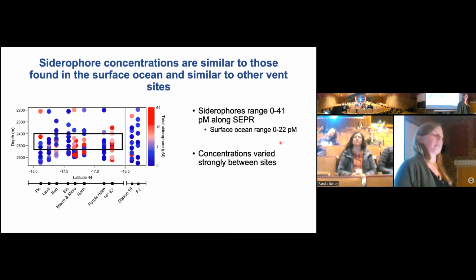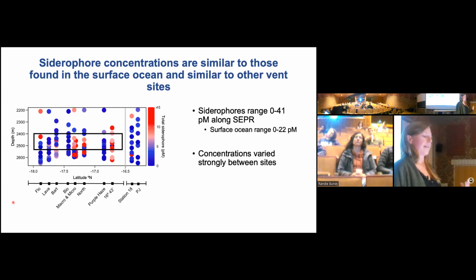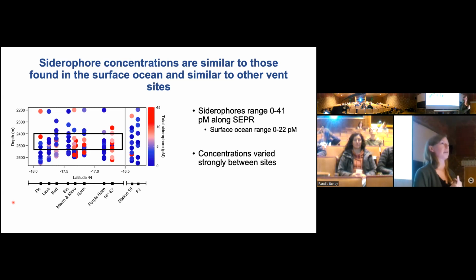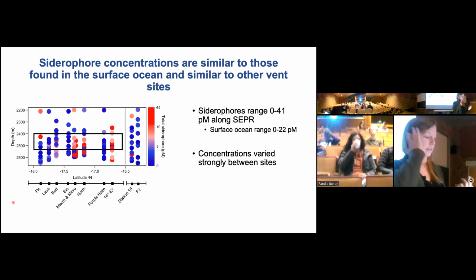Now if we look at the siderophore data, we have the siderophore concentrations in picomolar in the colors, and we have the same deep depth range that we're focusing on here on the y-axis. In this study, we saw pretty high concentrations of siderophores ranging from undetectable to 41 picomolar along this region. This was higher than we generally see in the surface ocean, where we have a lot higher bacterial abundances and these really low iron conditions where we expect to see these compounds.